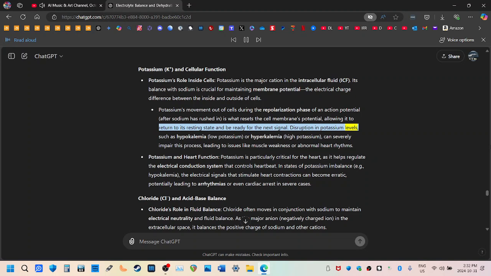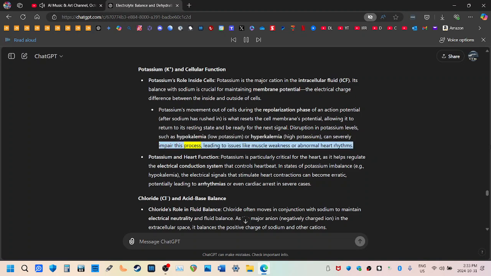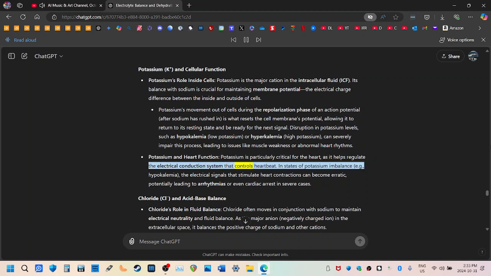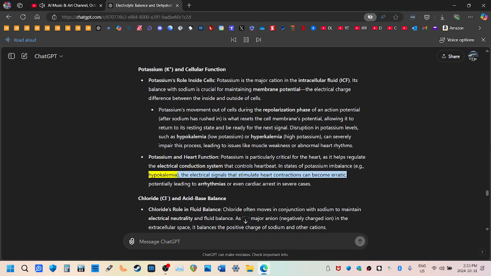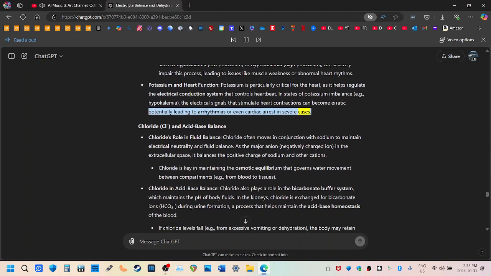Disruption in potassium levels, such as hypokalemia (low potassium) or hyperkalemia (high potassium), can severely impair this process, leading to issues like muscle weakness or abnormal heart rhythms. Potassium and heart function. Potassium is particularly critical for the heart, as it helps regulate the electrical conduction system that controls heartbeat. In states of potassium imbalance, e.g., hypokalemia, the electrical signals that stimulate heart contractions can become erratic, potentially leading to arrhythmias or even cardiac arrest in severe cases.